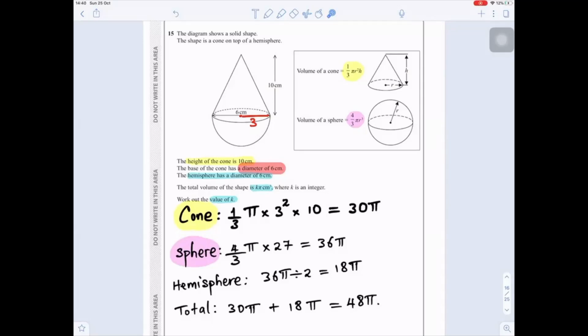Now we want the total. We want the cone plus hemisphere. Cone is 30 pi. Hemisphere is 18 pi. We add it together, it gives us 48 pi. So that 48 is like the K, because they want you to find the value of K. So our value of K is 48.